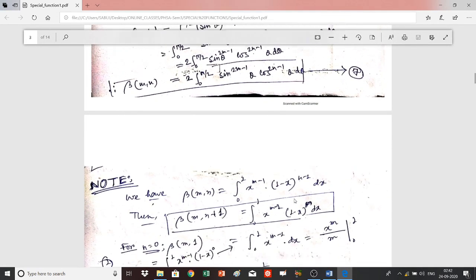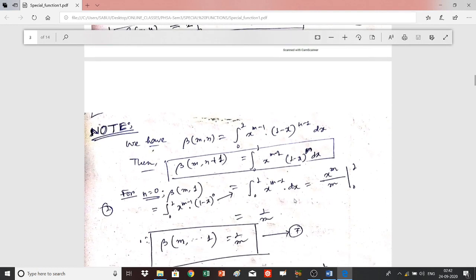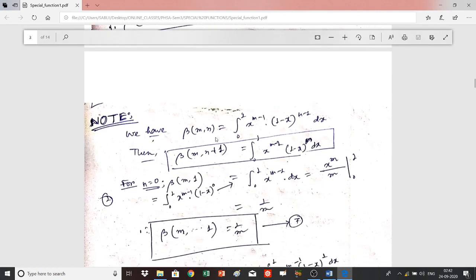And now there are two things to be noted. First, let us write the mathematical definition of the beta function that was given in equation number 1, that is beta mn is equal to 0 to 1 x to the power m minus 1, 1 minus x to the power n minus 1 dx. Now just increase n by 1, that is replace n by n plus 1. What you will get: beta m, n plus 1, that will give you 0 to 1 x to the power m minus 1, then 1 minus x to the power n plus 1 minus 1 from here. So that is x to the power m minus 1, 1 minus x to the power n dx.